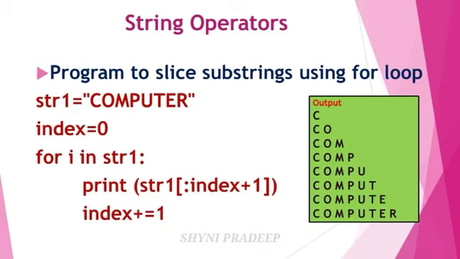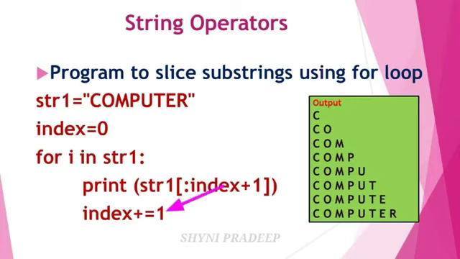Okay, first you have to take this character C and next see the print statement. String 1: the starting value is not given, but that is the 0th index position, and the ending value is given as index plus 1, that is 0 plus 1, that is 1. So you have to take 0 to 1, but don't take 1, you have to take 0 only. Okay, so which value is stored in index position 0? That is C. So C will be printed on the output screen.